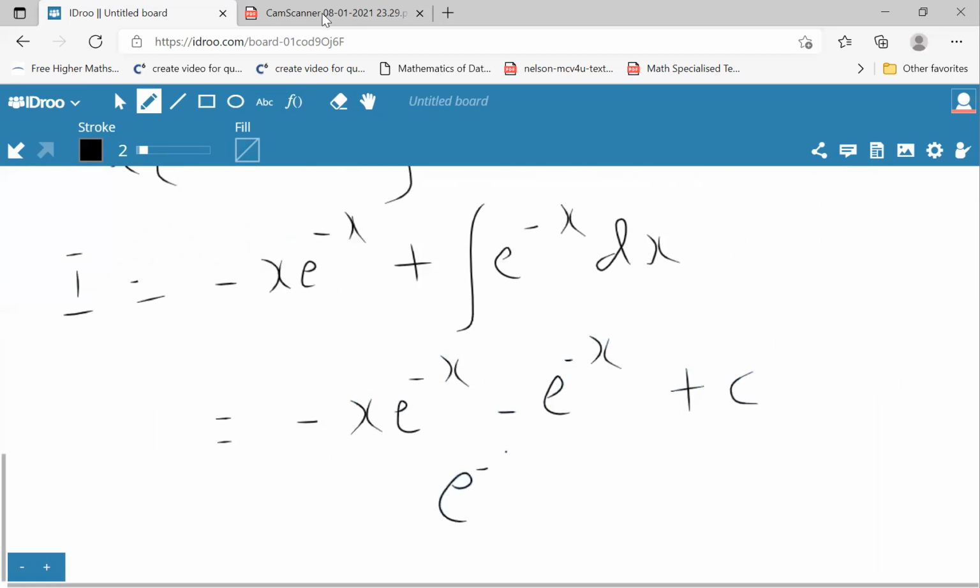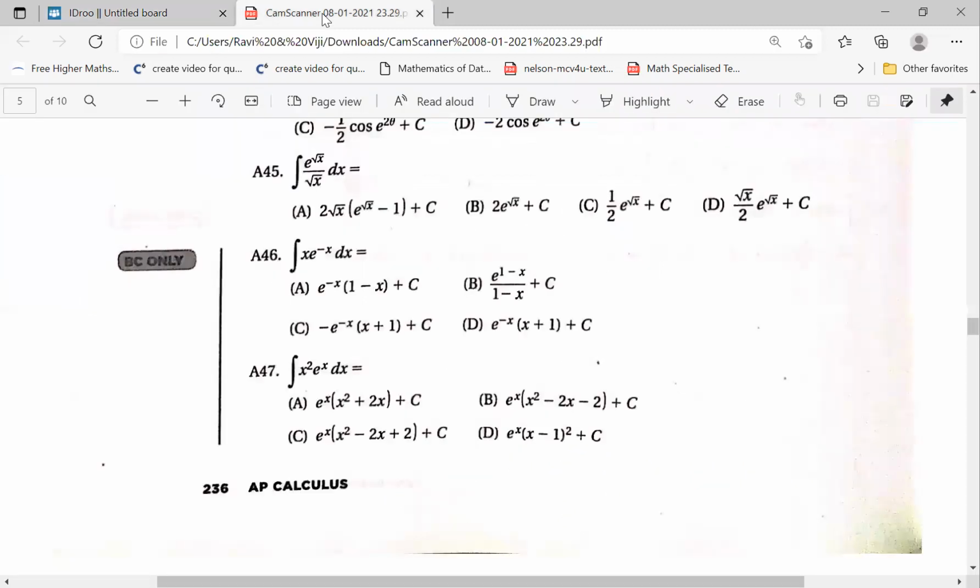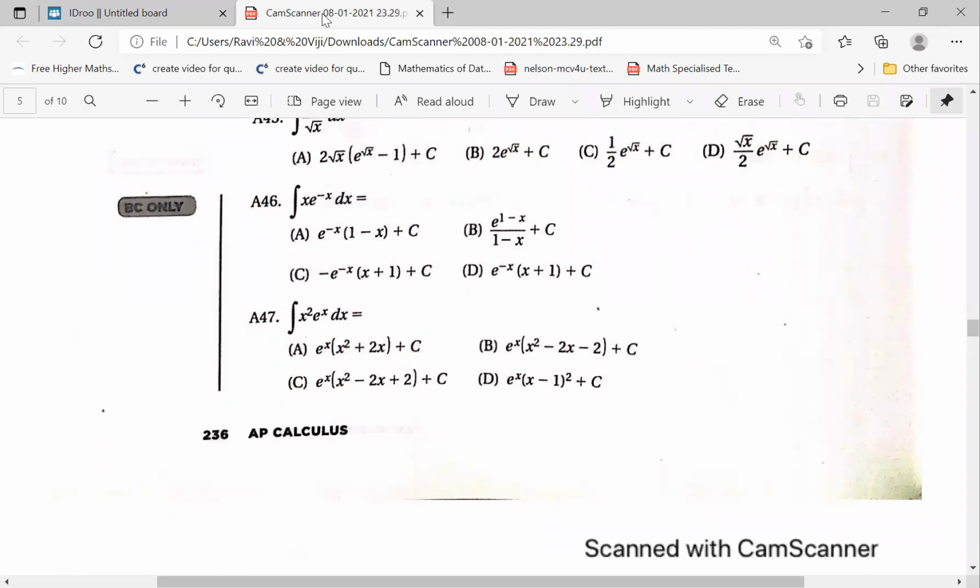So we can take minus e to the power of minus x as a common factor. We get it as 1 plus x plus c. Let's see which option is correct. Minus e to the power of minus x into x plus 1 plus c. So c should be the correct option. Coming to the 47th one, integration of x squared e to the power of x dx.